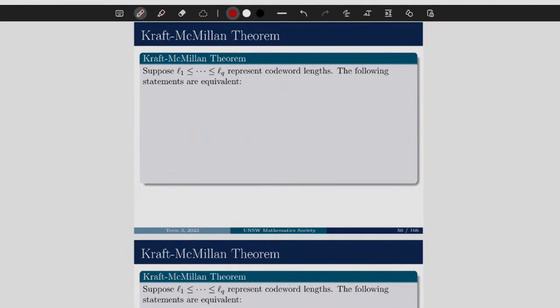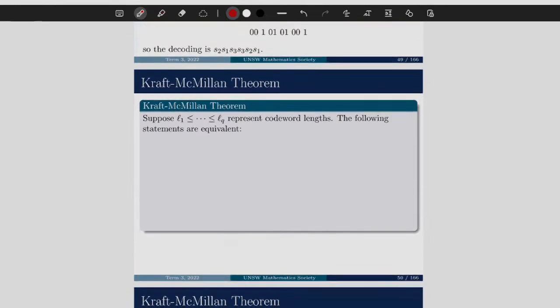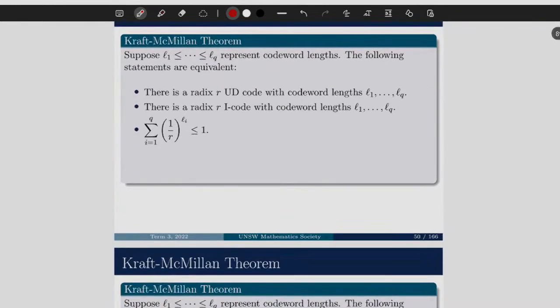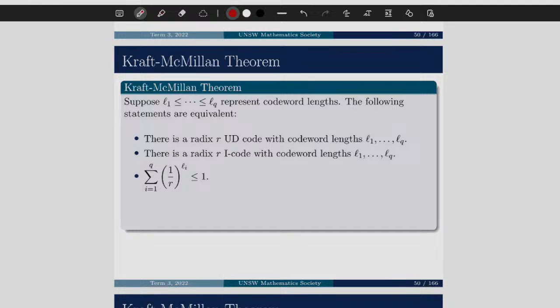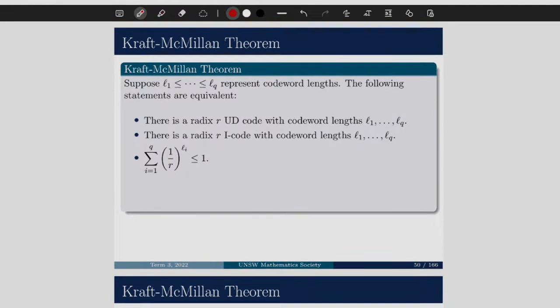Okay. Kraft-McMillan theorem. Super, super important theorem to know, and Thomas Briss has definitely told us that we need to know this kind of stuff. These statements that I'm going to say here are essentially equivalent: a radix R UD code with code lengths, a radix R instantaneous code, and then this very funny sum here.